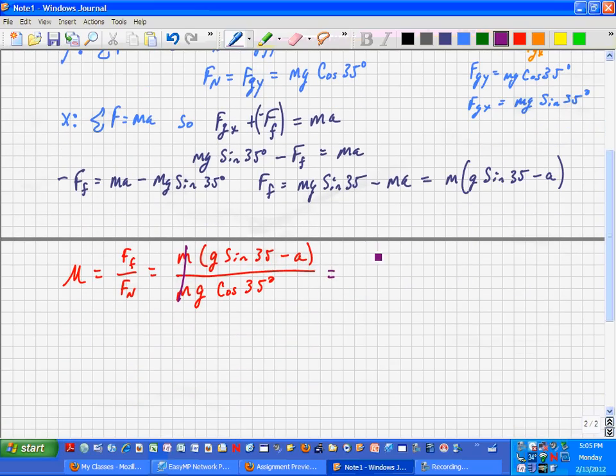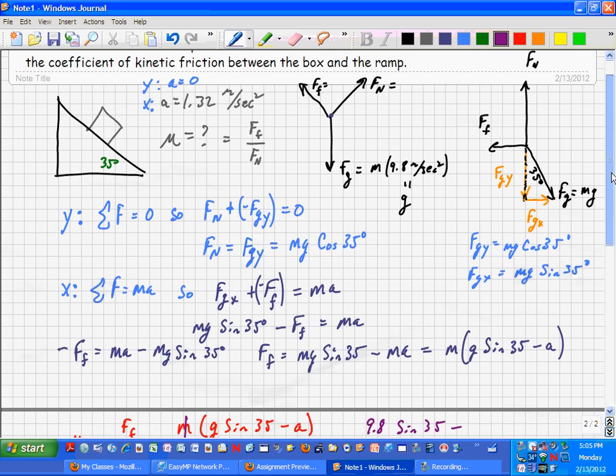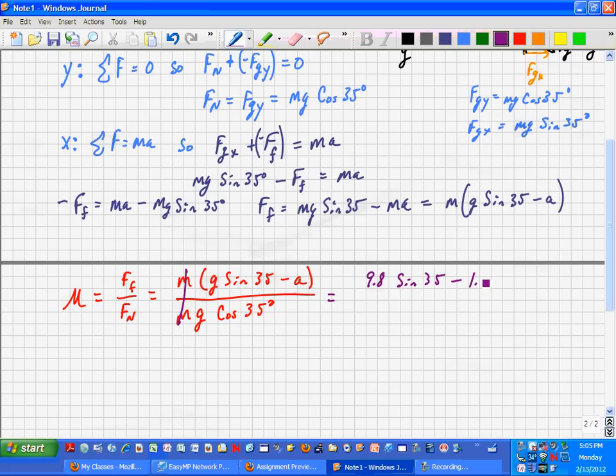So what we wind up with is g, which is 9.8, times sine 35 minus a, which is 1.32. It's from up here, 1.32. Again, this is meters per second squared. Down below, I've got g, which is 9.8, times cosine 35. This is also meters per second squared. I'm going to wind up with meters per second squared over meters per second squared, and I get a unitless number, which is what I should get with coefficient of friction. Remember, coefficient of friction is unitless.